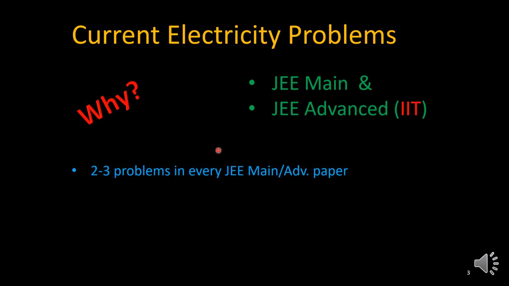So if you have a clear concept on this topic, you will get 12 marks in the JEE Main paper on average. Now, it is very easy to solve. I am saying it will be easy if you have a clear concept on this topic, and this video will give you a clear concept to solve all the problems.